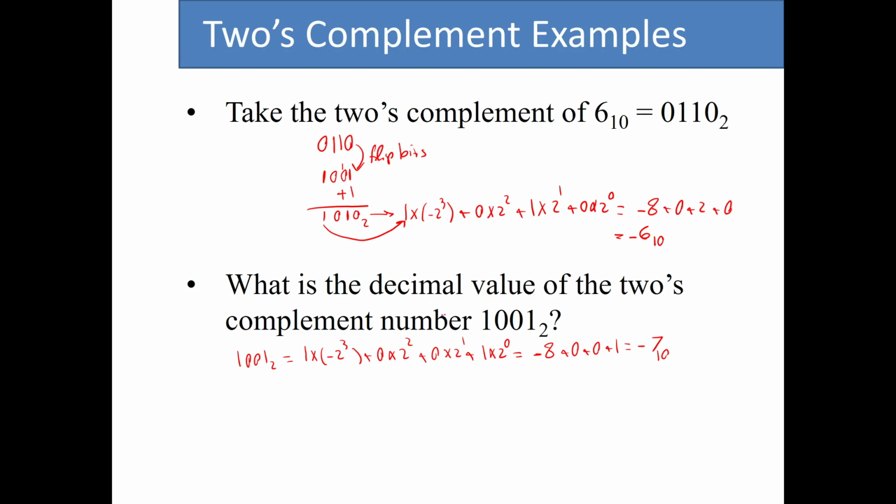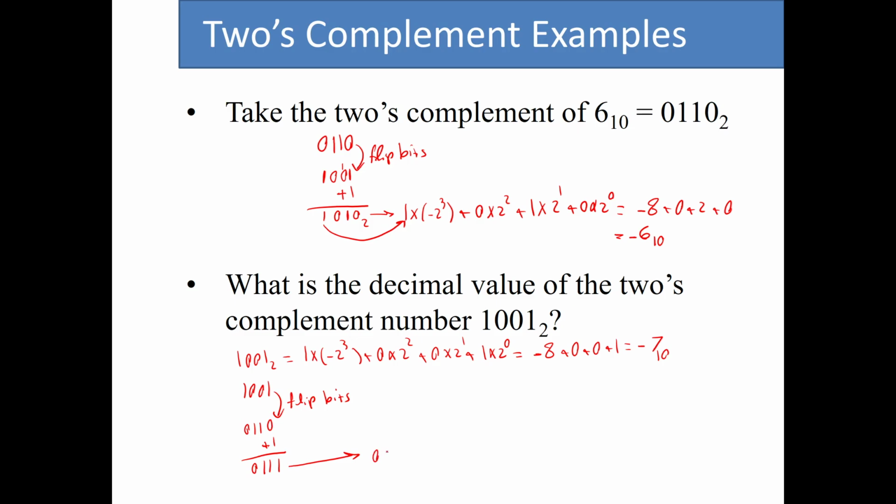Another way of doing it is by looking at this number and looking at the most significant bit. Since we know that it's a 2's complement number and we know that it is 4 bits, and we know that the most significant bit is 1, this is a negative number. So what we can do is find the positive equivalent and then convert that into a decimal number. So 1001, we have to flip the bits, which makes it 0110, and then we add 1, which makes it 0111, and you remember from before that 0111, if you convert it to decimal, is going to be positive 7.